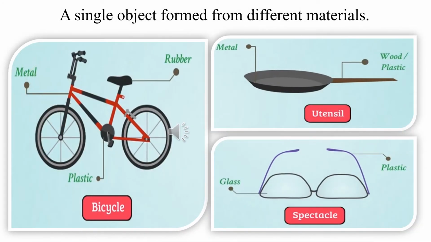However, a single object can also be formed from different materials. For example, a bicycle is made up of rubber, metal, and plastic. A utensil is made of metal with a handle of wood or plastic. A spectacle is made of plastic and glass. So now we know that an object could be made up of only one material or it could be made up of many materials.